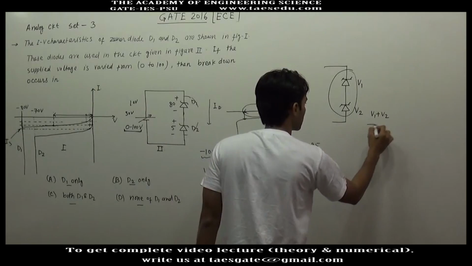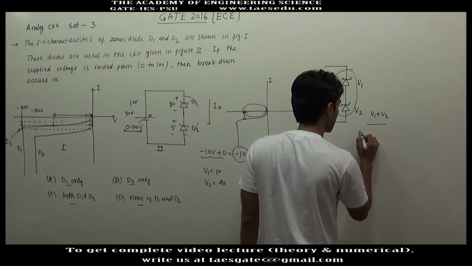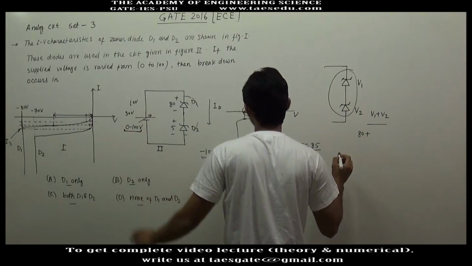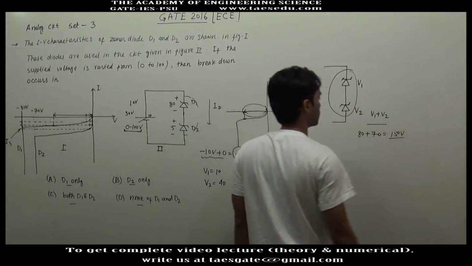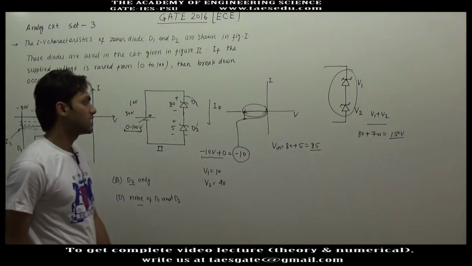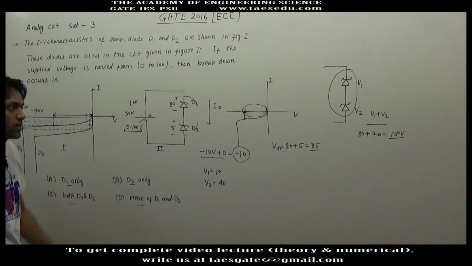If you think this way, the breakdown voltage of the first diode is 80 volt and the breakdown voltage of the second diode is 70 volt. This will come out to be 150 volt, and we will say that only if 150 volt is applied, both the diodes will break down, otherwise no diode will break down.